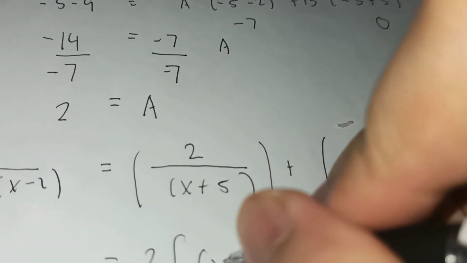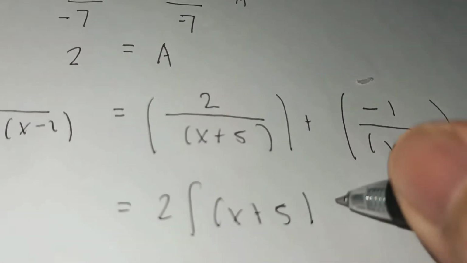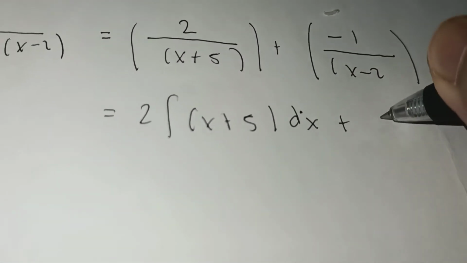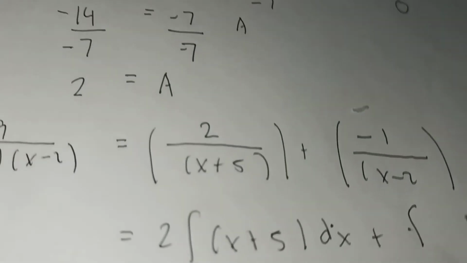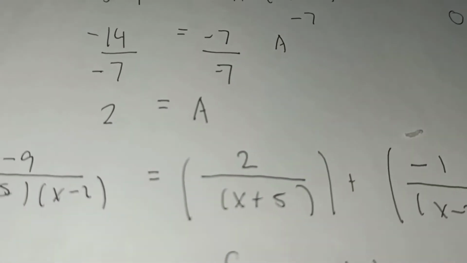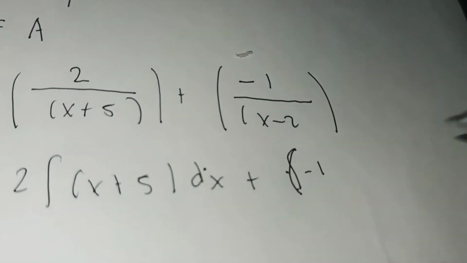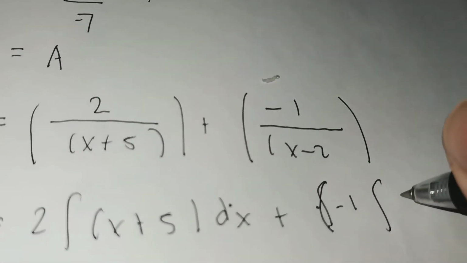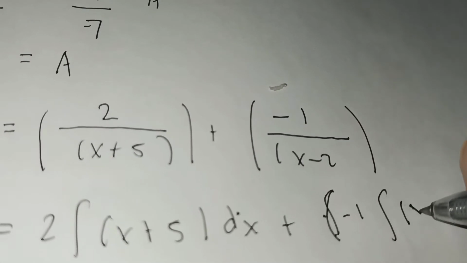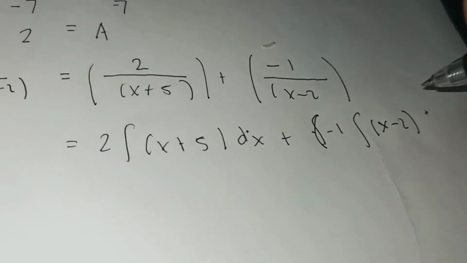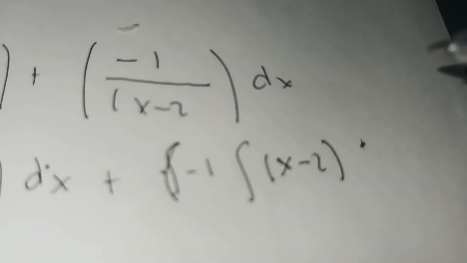Just separate them into the integral of 2 over x plus 5 dx, plus negative 1, it's not an integral, it's negative 1 times the integral of 1 over x minus 2 dx. Also add dx here.